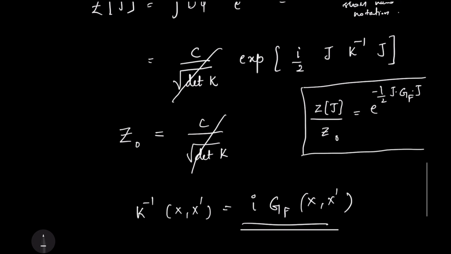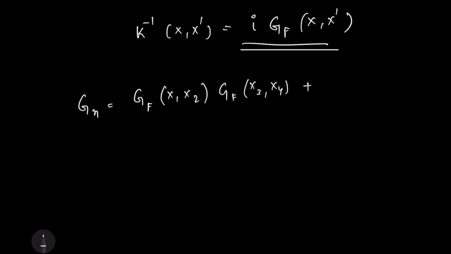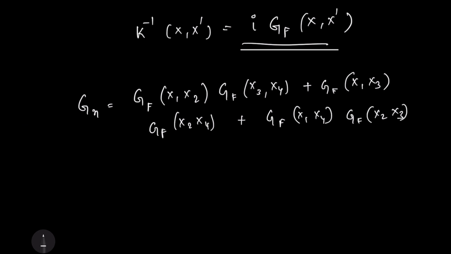Now if you calculate the n-point function, then you get an identical form to the n-point function in quantum mechanics, right? So this will be G_F x1 x2 G_F x3 x4 plus G_F x1 x3 G_F x2 x4 plus G_F x1 x4 G_F x2 x3. So Wick's theorem also applies here, and everything else also gets passed on to the scalar field theory in quantum field theory, right?